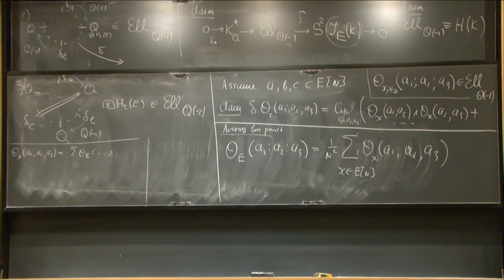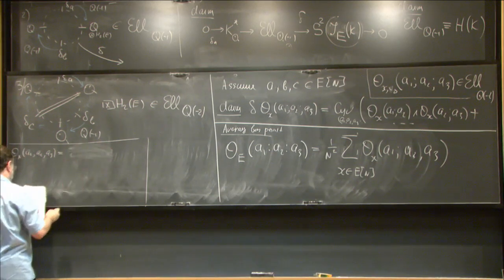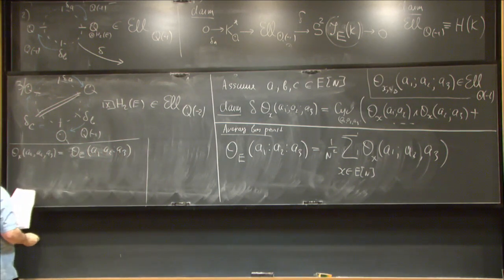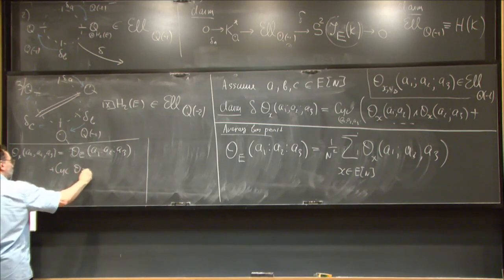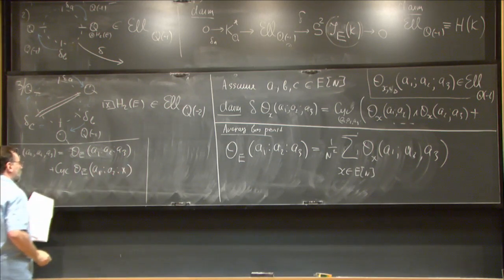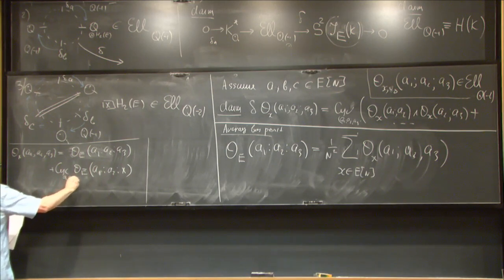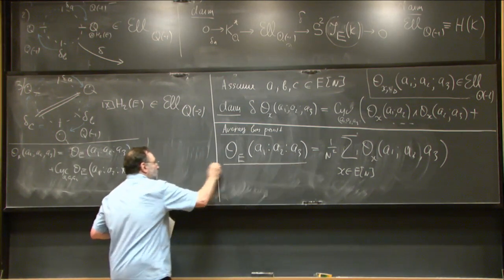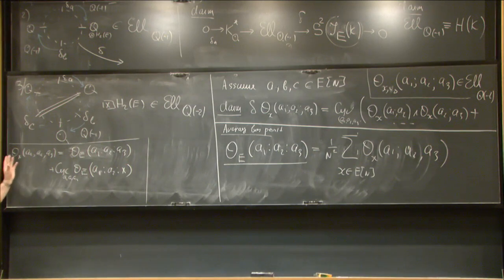So let me write this formula. This guy is just theta e, which I just introduced, of a1, a2, a3, plus cyclic shifts of theta e of a1, a2, a3, with respect to a1, a2, and a3. Again, it doesn't really matter what this formula exactly is and how it's proved. The only important thing is that I really want to stick to this kind of elements in Motivic algebra, and they have exactly the same information as the original ones, but they're nicer objects. That's all.